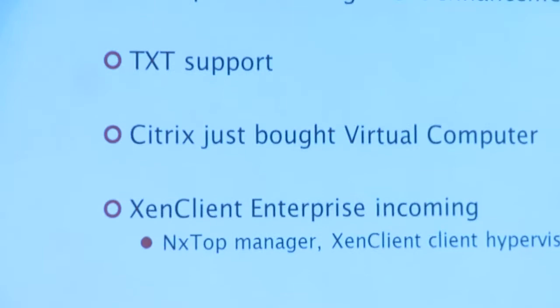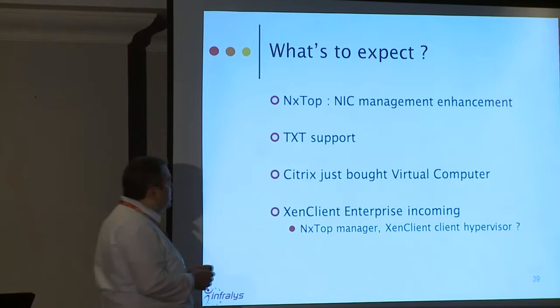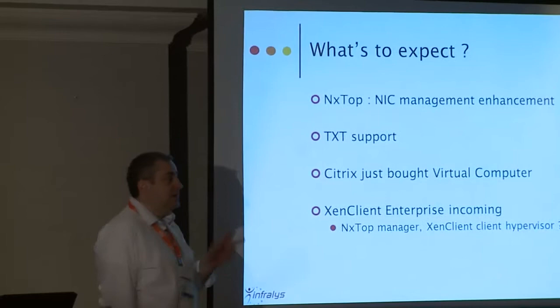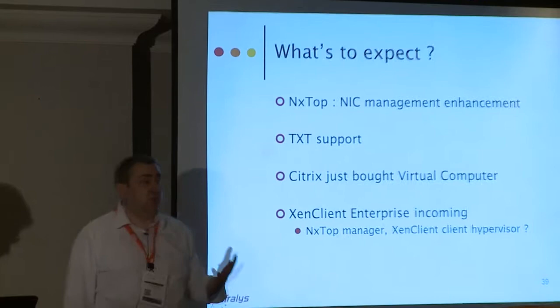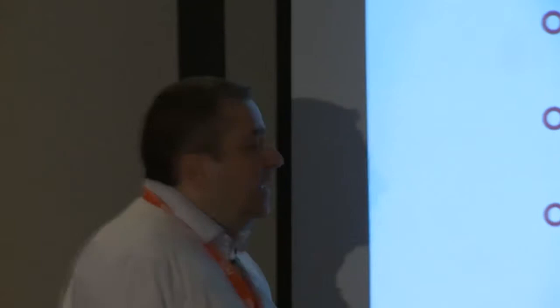Okay, so as we showed, we really need enhancement in terms of security for a type 1 hypervisor. The first one is more management between two VMs, between NICs. We have the roadmap of NxTop, and they told us that it will be better managed. For the moment there was only DOM 0 as a service domain, and you will have a special network service domain to ensure protection against what Jonathan showed us.